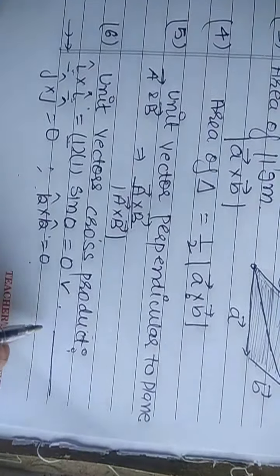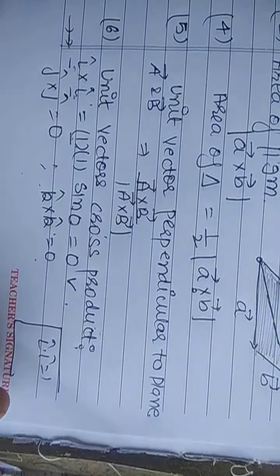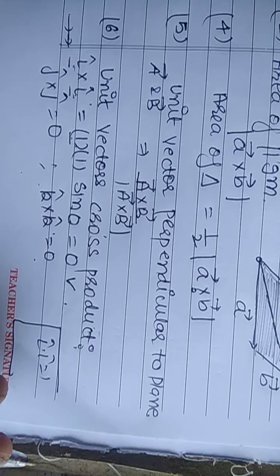But you know that in case of dot product it was different. It was I dot I is 1, J dot J is 1, but here it is different. Now let us find cross product of unit vector.